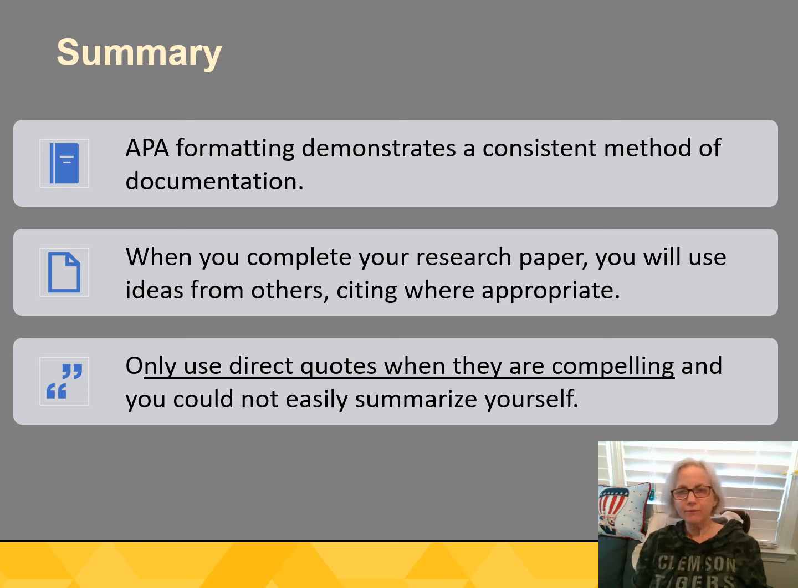In a 3 to 4 or 5 page literature review, I would expect no more than 1 or 2 direct quotes, and it's okay if you have 0. 0 is good. Do not use direct quotes for statistics. They are rarely compelling. State the fact and cite the source instead.